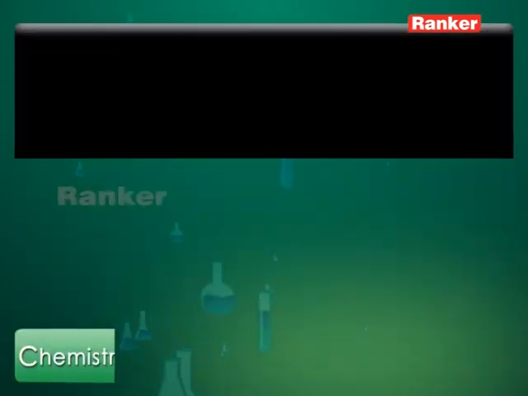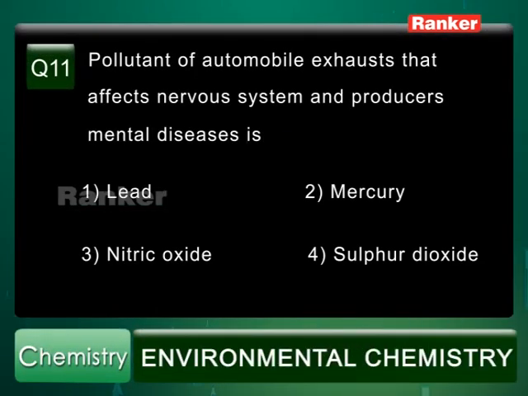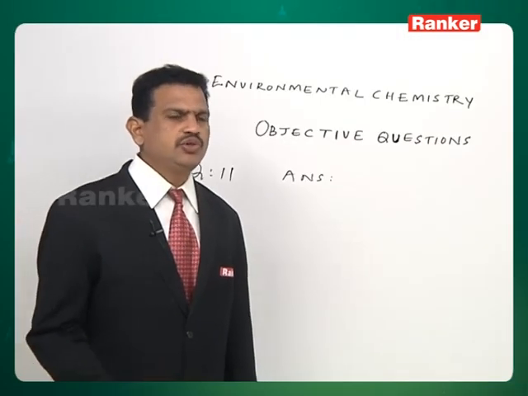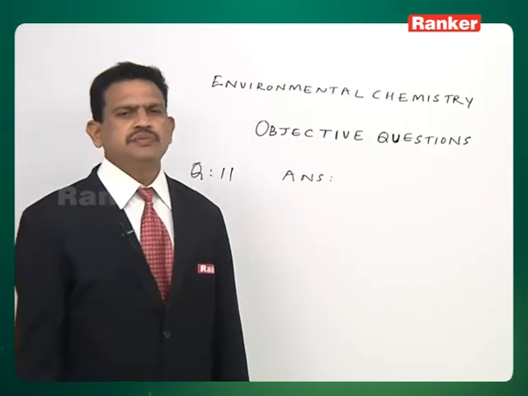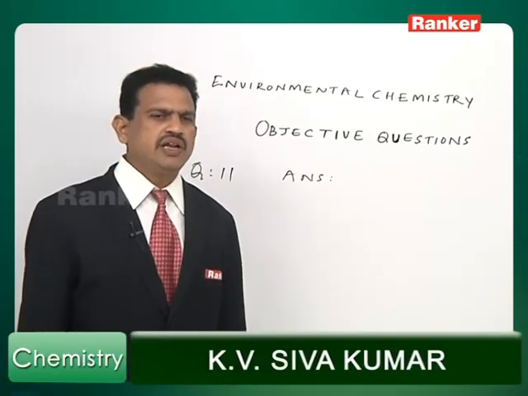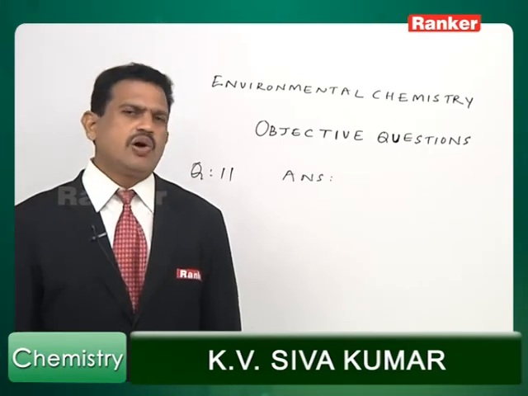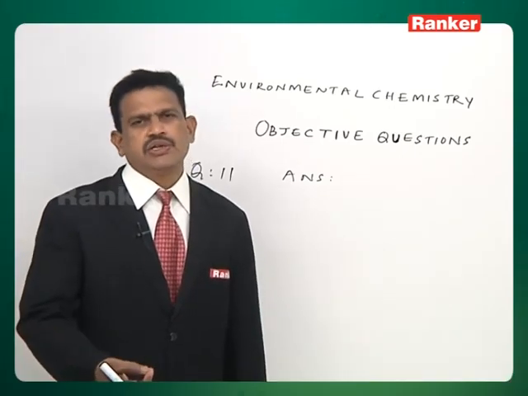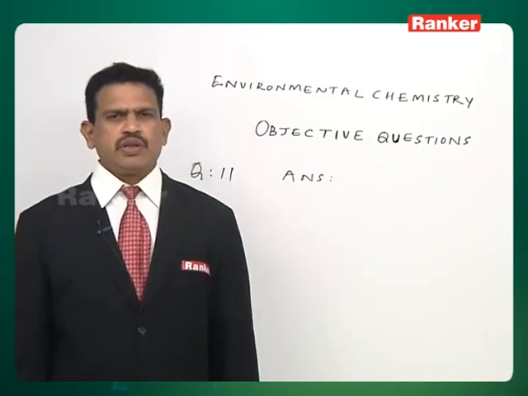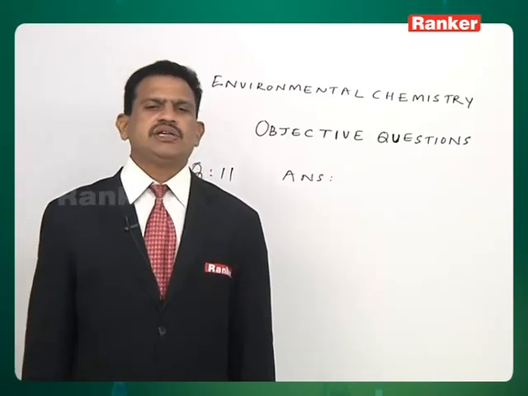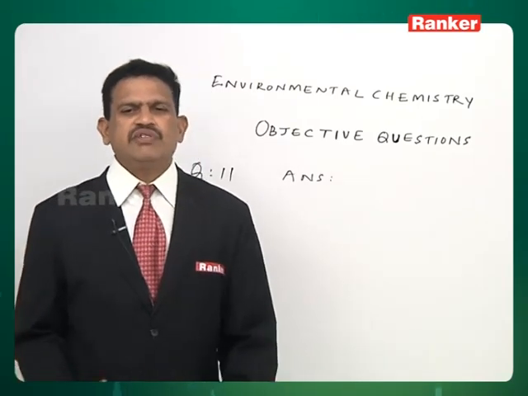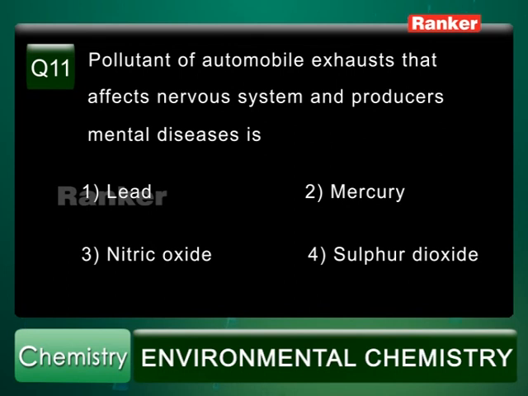Moving to question 11. Pollutant of automobile exhaust that affects the nervous system and produces mental disease is: option 1, lead, option 2, mercury, option 3, nitric oxide, option 4, sulfur dioxide. The pollutant released from automobile exhaust fumes that badly affects the nervous system is lead, released from petrol vehicles. That's the reason we are using unleaded petrol nowadays, because when lead enters the body, it causes nervous system or mental diseases. So we can go for option 1.